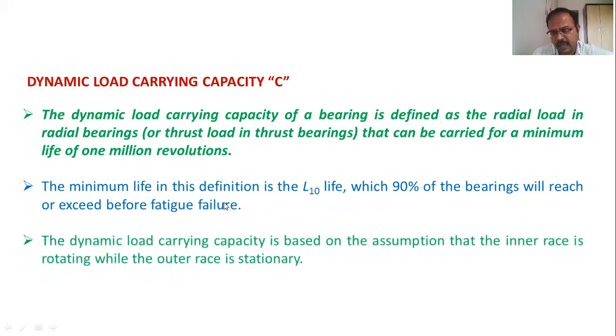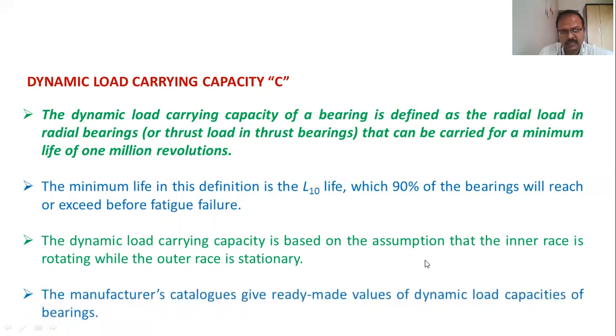This particular dynamic load carrying capacity is based on the assumption that the inner race is rotating while the outer race is stationary. In most bearings, the inner race is rotating while the outer race is stationary, but there may be some cases where the inner race is stationary while the outer race is rotating. This dynamic load carrying capacity C will not be applicable for such cases. We can get ready-made values of C from the manufacturer's catalog. That means if we directly refer to the manufacturer's catalog, we can get the value of C for a particular bearing from that catalog.